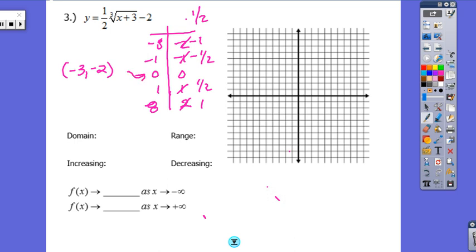That acts like my 0, 0. It's going to be the middle of my graph. So negative 3, negative 2. All right, from that I'm going to go left 8, down 1. Left 1, down a half. Right 1, up a half, and right 8, up 1. All right, so here is my function.